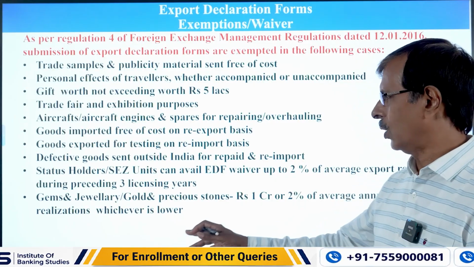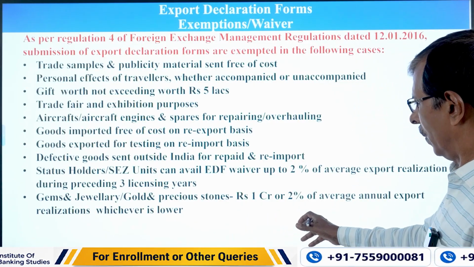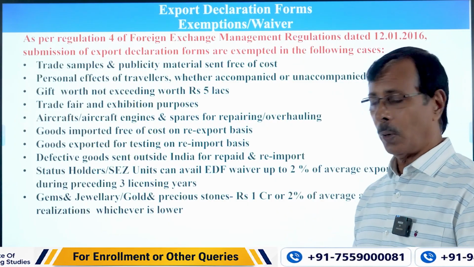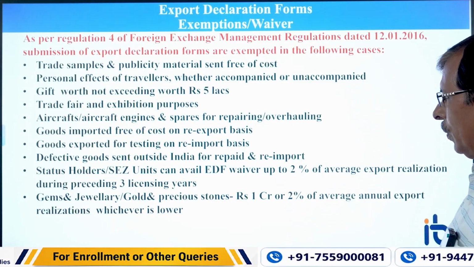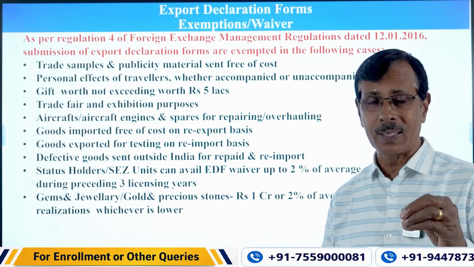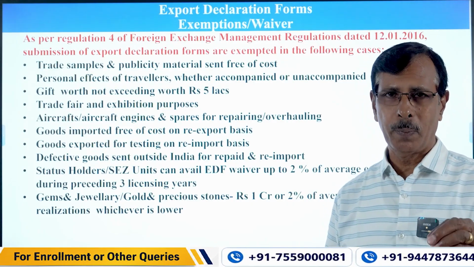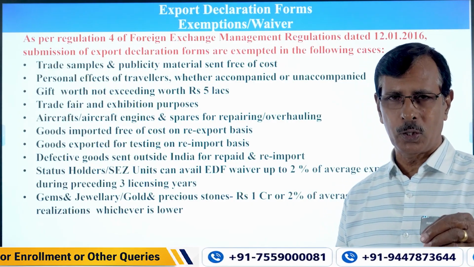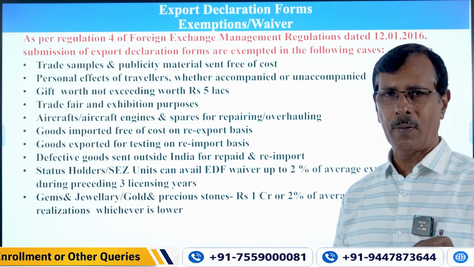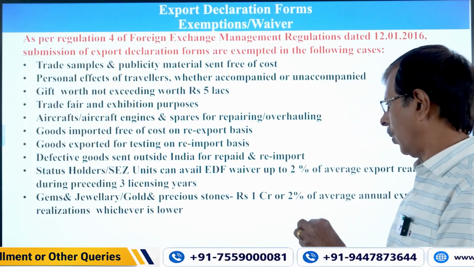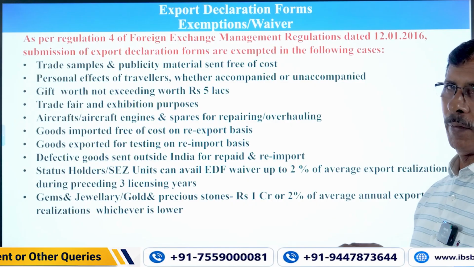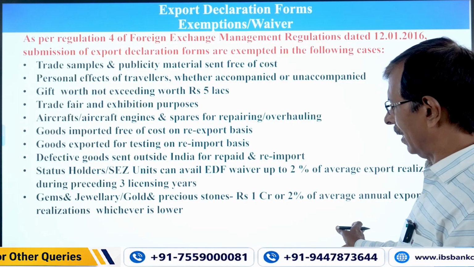Now coming to gems and jewelry and precious stone business people, 1 crore or 2% of the average export turnover, whichever is lower, is an exemption for them. So remember, the gems and jewelry exporters have either 1 crore rupees or 2% of the average, whichever is lower, exempted.